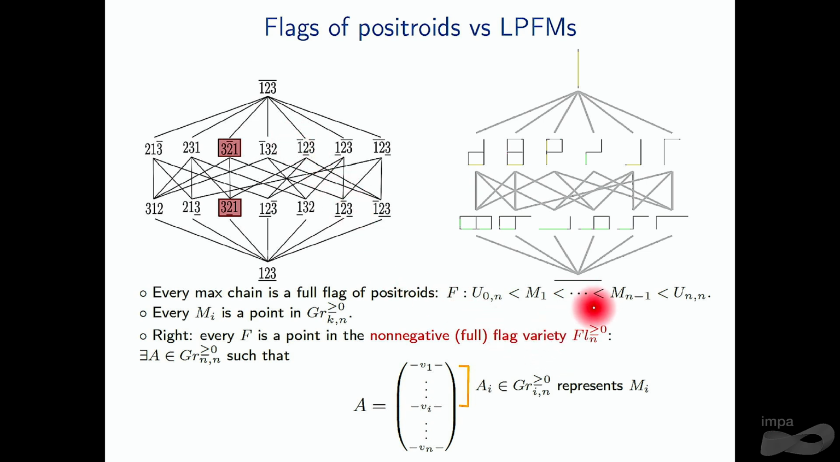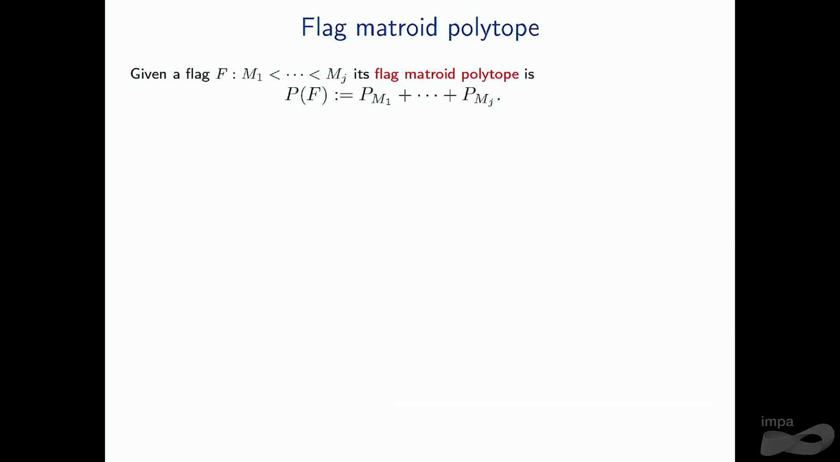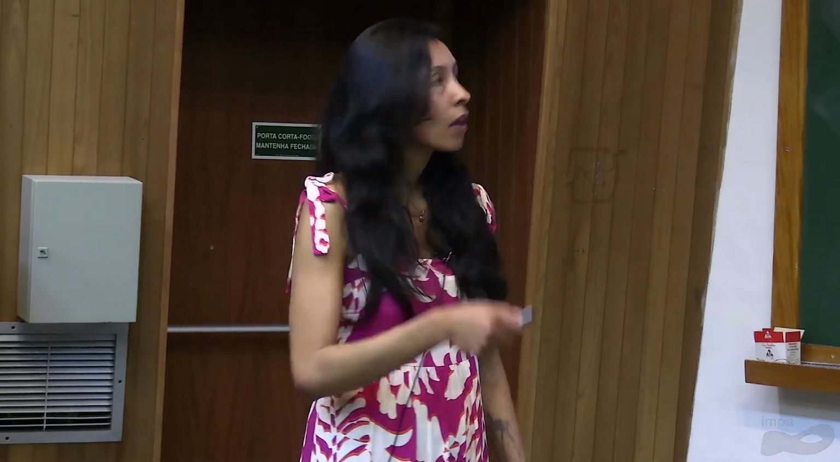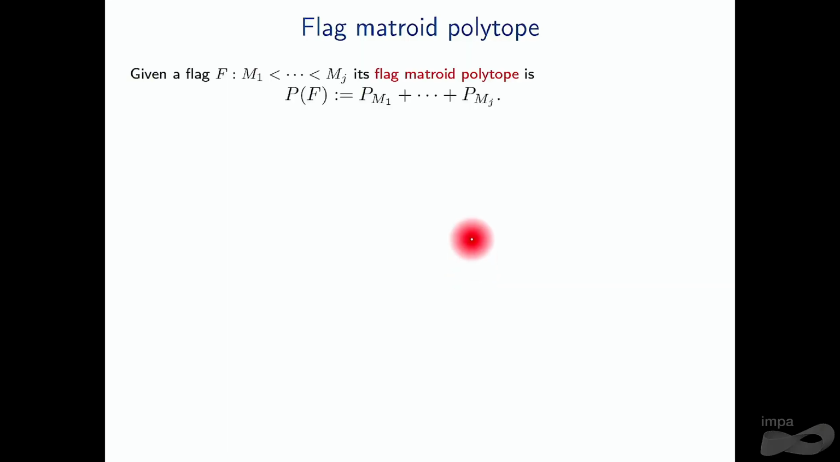So how do I know that actually for lattice path matroids the story is like that? How do I know that a full flag of lattice path matroids is a point here? It's not by constructing a matrix. I do not know how to build a matrix that realizes a full flag of lattice path matroids. That's not the strategy. So let me tell you what the strategy is. It has to do with thinking of flags of matroids as polytopes. So how do we do that?